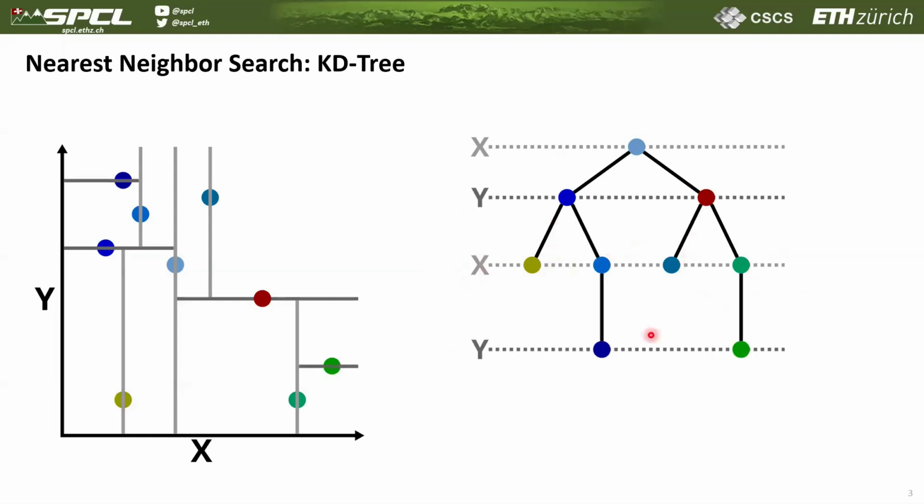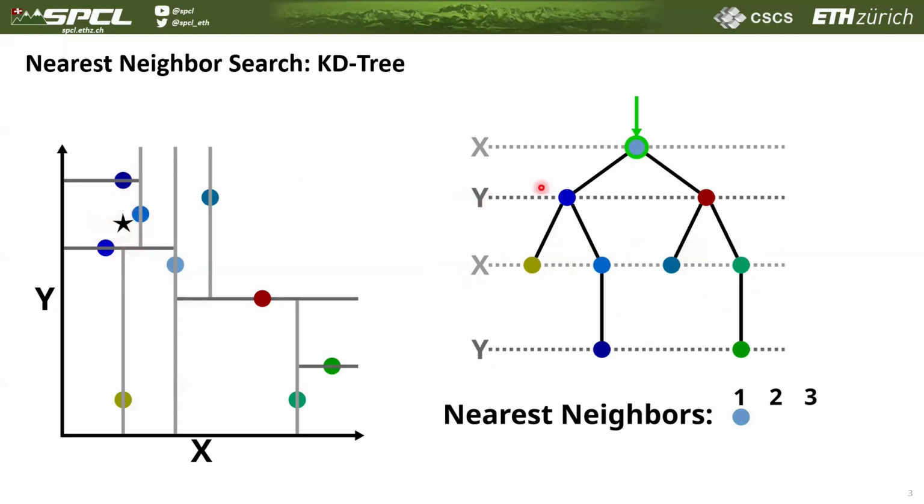So now that we have this tree, let's have a look at how to query it. Say, for example, we have a query vector that is right here at this black star. And how we proceed now is that we enter the tree through the root vertex. This is this blue vertex here.